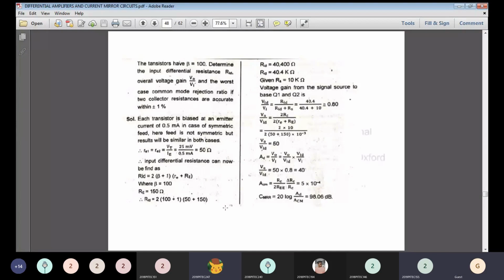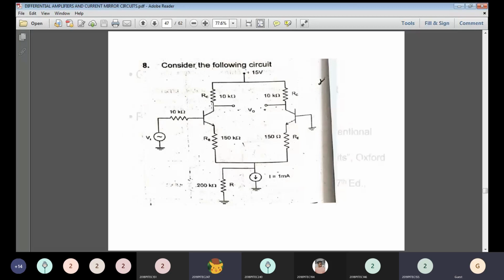So totally we are getting RID equal to this value. The value of RID is 40,400 ohms, that is written as 40.4 kilo ohms. The RS value is given in the question. From the diagram you can take this RS value as 10K here.